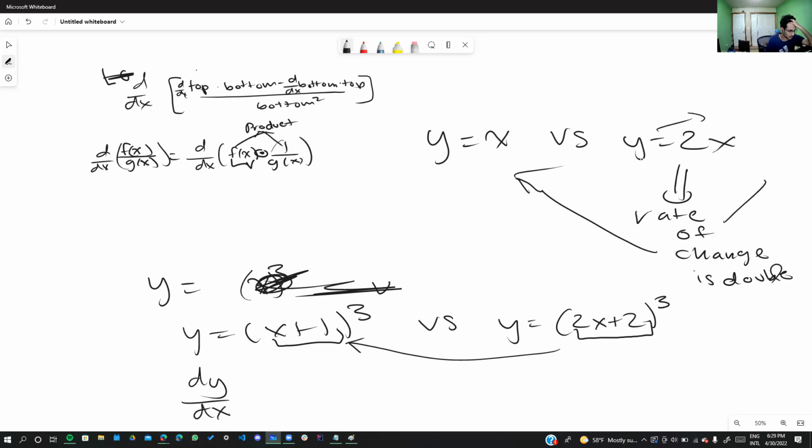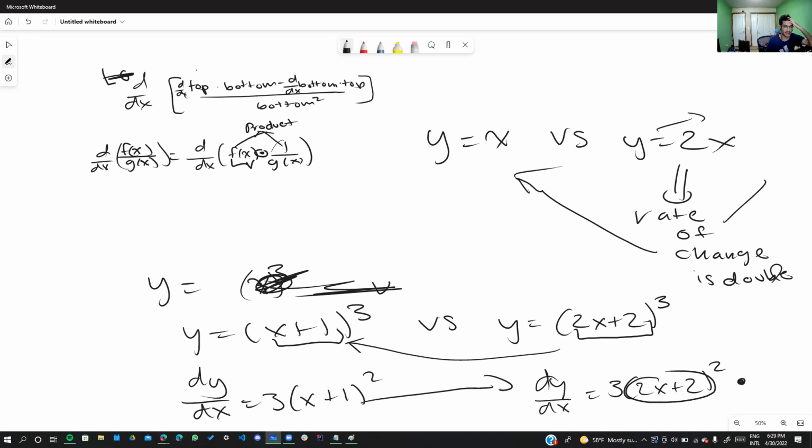So then here, we just do our normal power rule, right? But then over here, when we do dy/dx, this is going to be 3 times (2x plus 2) squared, right? But then this itself, right? This grows twice as much as this. So it makes sense to multiply this by 2. That's how I think about chain rule.